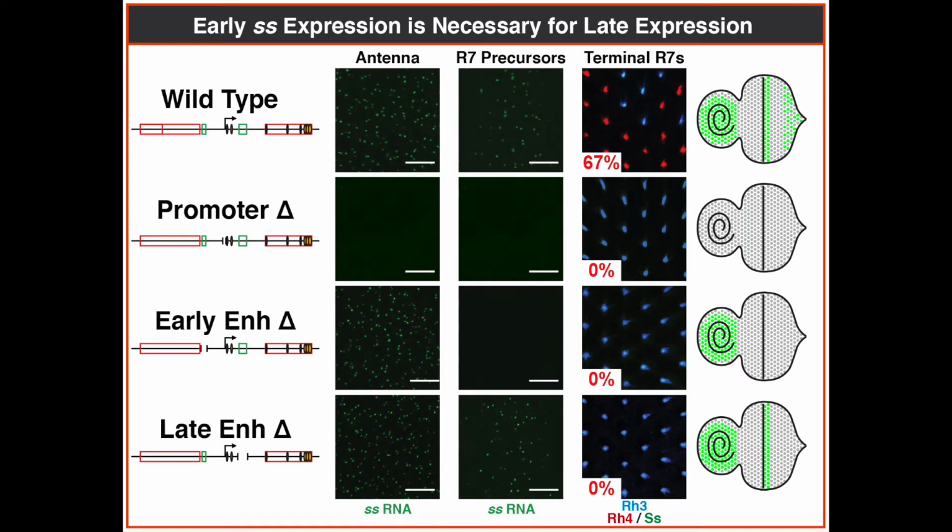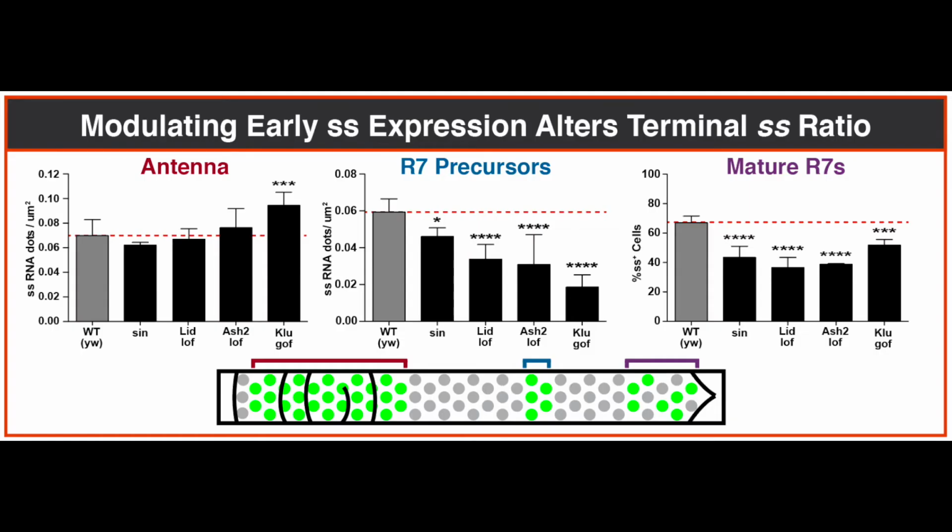Interestingly, loss of early expression due to deletion of the early enhancer also results in the loss of expression late. Therefore, expression early is necessary for expression late. Moreover, we have identified cis and trans regulators that allow us to tune the level of spineless expression specifically in R7 precursors. In these lines, we see decreased expression early and a resultant decrease in spineless expressing mature R7s. Because the early and late enhancers drive expression in all cells at their specific state of differentiation, but only 67% express at the mature stage, repression must also play a role in spineless regulation.